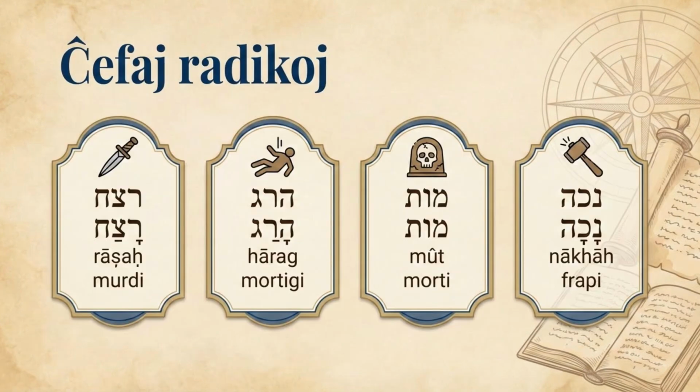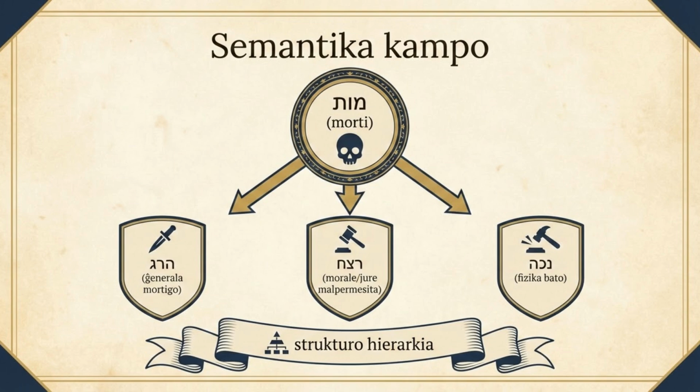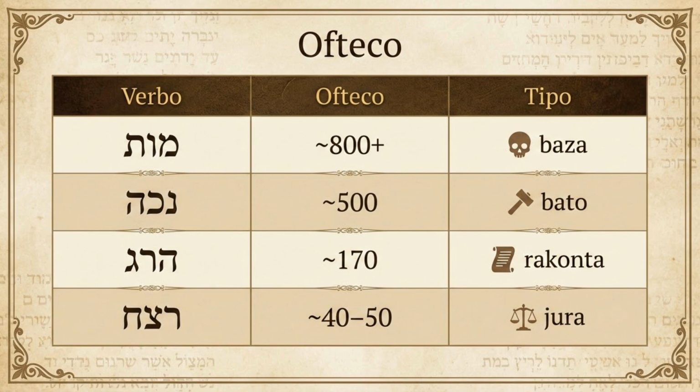We identify four key roots: rasa, murder; harag, to kill; mut, to die; and naka, to strike. The semantic field shows a hierarchy with mut, to die, at the top. Harag is general killing, rasa is moral/judicial killing, and naka relates to physical striking. The frequency of these verbs in the Bible varies greatly. Mut is the most frequent, followed by naka, harag, and rasa being the least frequent.